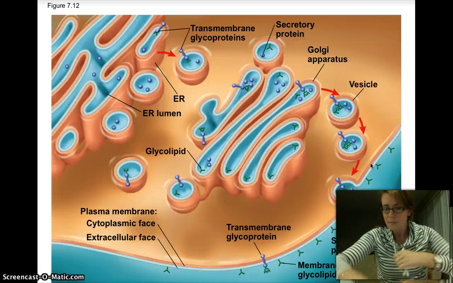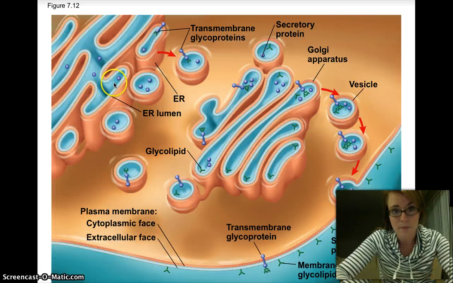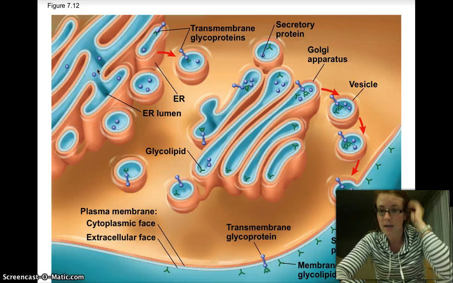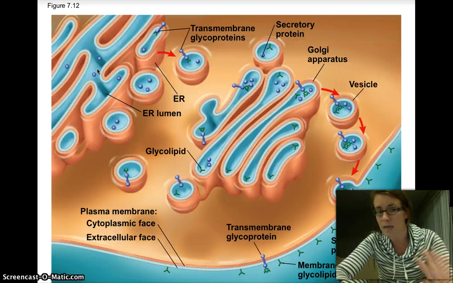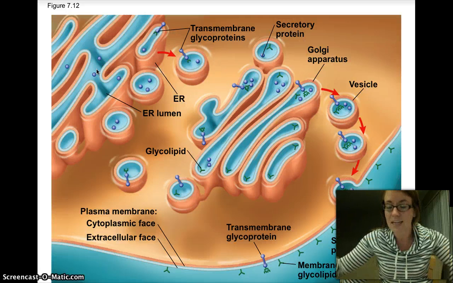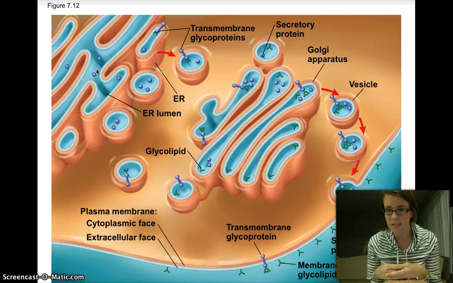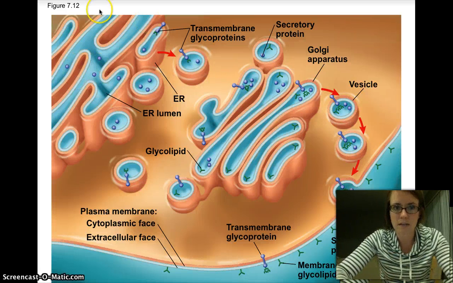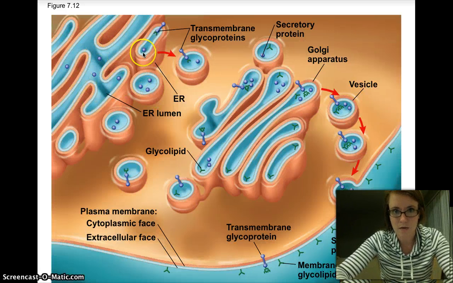So we start off here. This is the endoplasmic reticulum, and we see some secretory proteins. So these are proteins that are made by the cell that want to leave. So let's say this is a pancreatic cell making insulin. It needs to get the insulin out to the rest of the body. It's no good if it's stuck inside. So this is how it gets it out. So it starts off inside the ER. It leaves the ER in a transport vesicle, right?